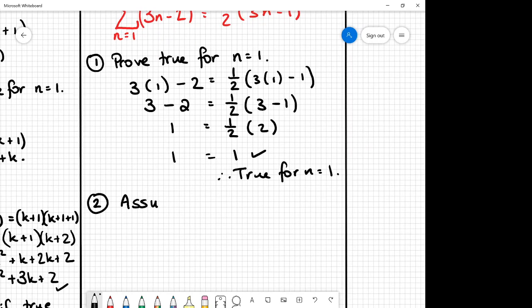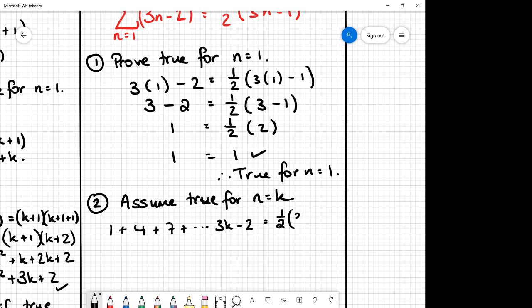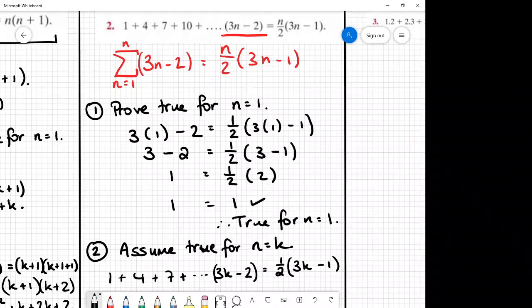Step 2. So we're going to assume it's true for n equals k. So 1 plus 4 plus 7 plus all the way up to 3k minus 2 is equal to a half of 3k minus 1. So there should be a k over 2 outside.